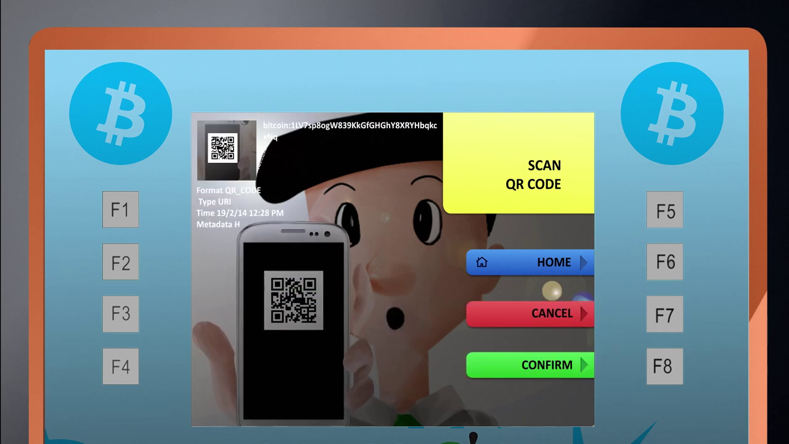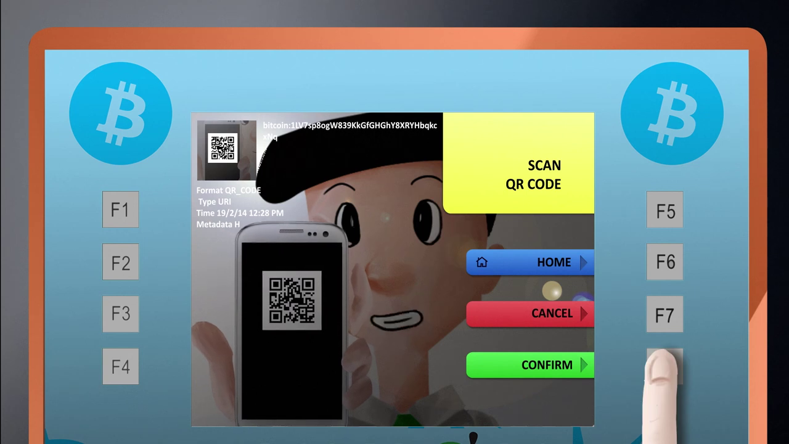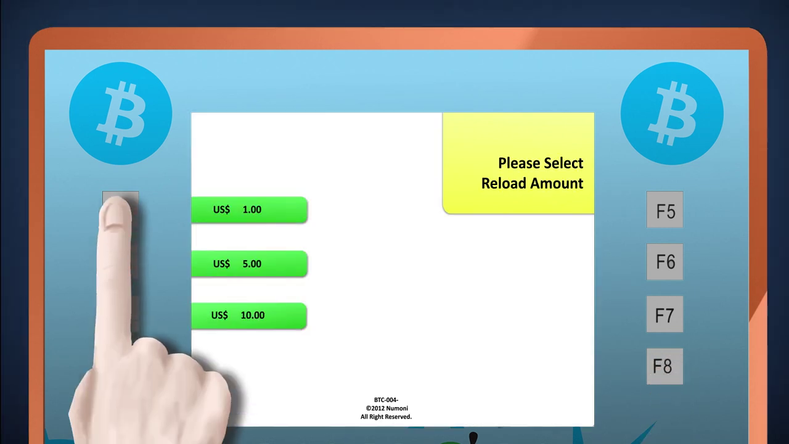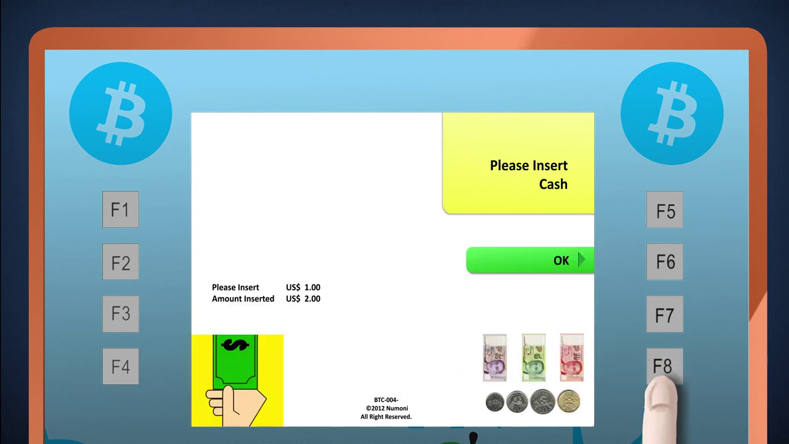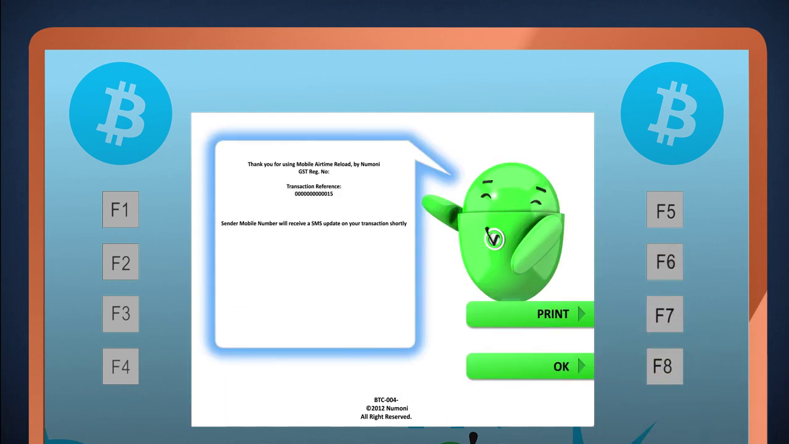I scan in my Bitcoin QR code using the B2 camera. I select the amount I wish to buy. The machine tells me how many millibitcoins I get with this based on current price and after transaction fees by Numoni. I agree to the purchase. I insert cash. I receive a message on the B2 screen to show that the transaction is accepted for processing.